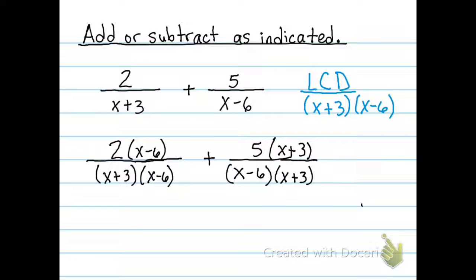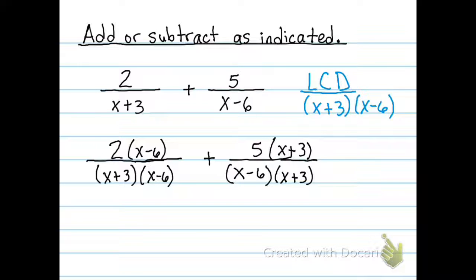All right, so now, when we're doing this and rewriting so that they have the least common denominator, we don't need to multiply what we have in the denominators out, right? Just leave it in factored form, x plus 3 times x minus 6. Now that they have the same denominators, when you add two rational expressions with the same denominator, you keep the denominator and you add their numerators.